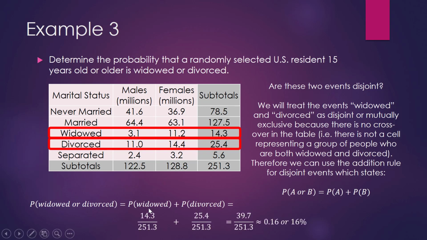The probability of being widowed is 14 over the total number of people surveyed, which is 251.3, plus the probability of being divorced, which is 25.4 over 251.3, and that gives us 39.7 over 251.3, which is about 16%.